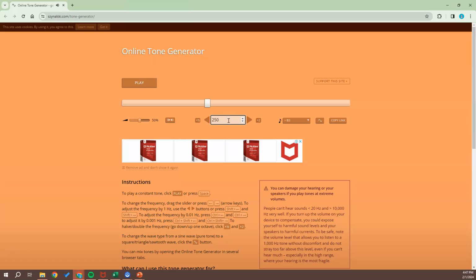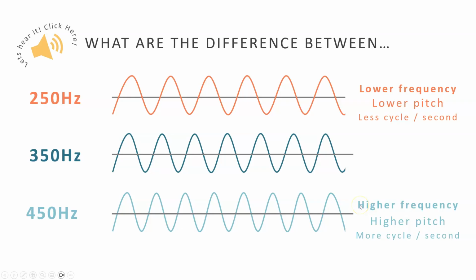Then I'm going to key in 350. You can hear the difference, right? And the last one is 450. So based on what we heard just now, lower frequency means lower pitch, fewer cycles per second, and higher pitch means more cycles per second.